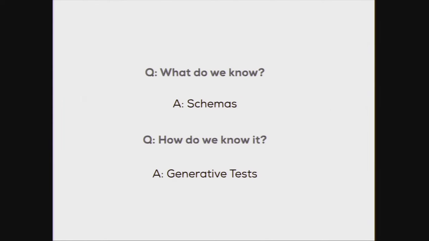So what do we know? The schemas. How do we know it? Generative tests. Yay. So, on the side of types and tests, okay, I pretty much firmly came down on tests. As long as it looks like types.